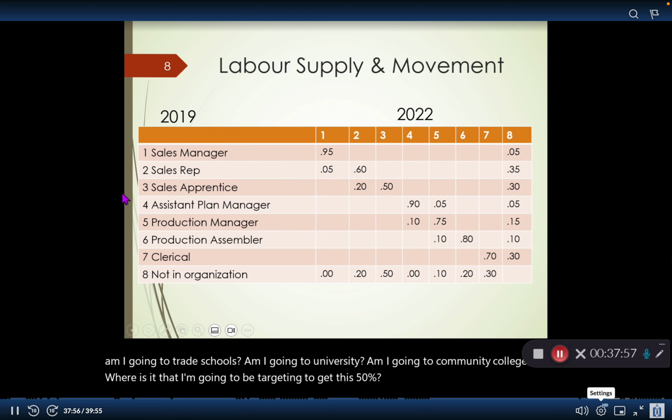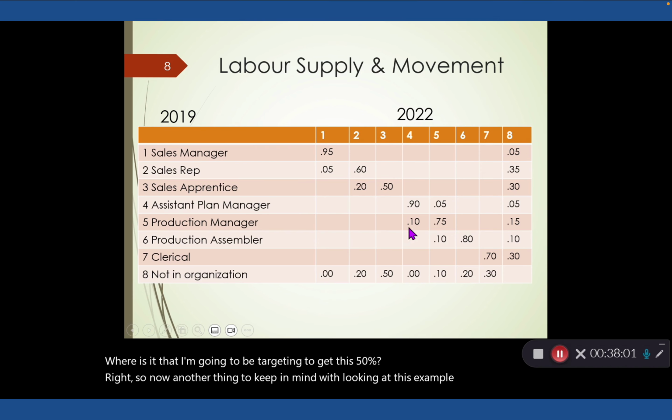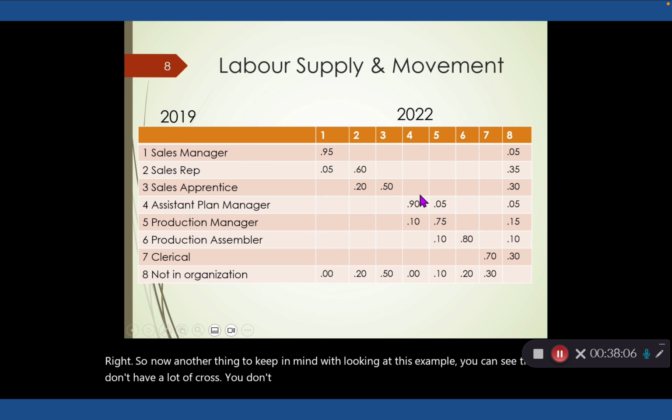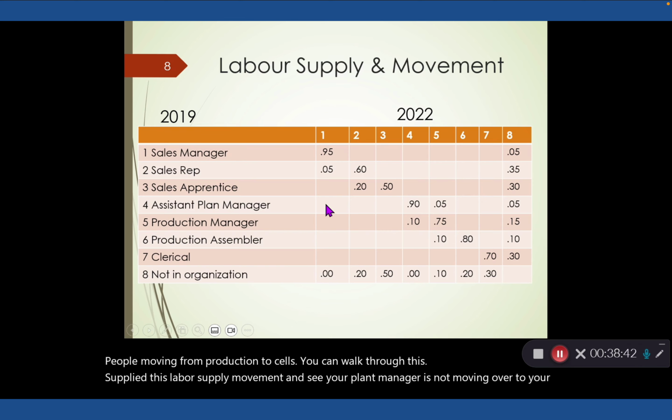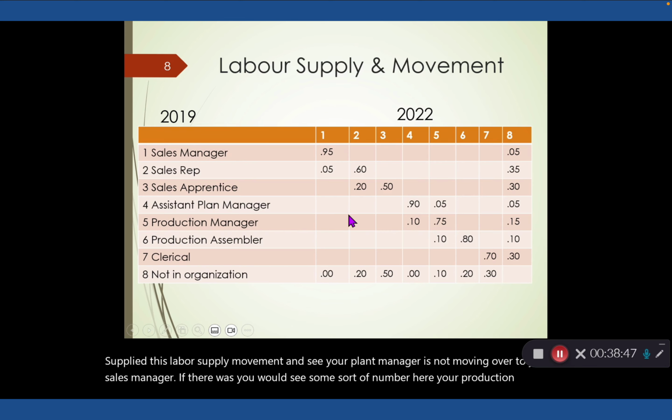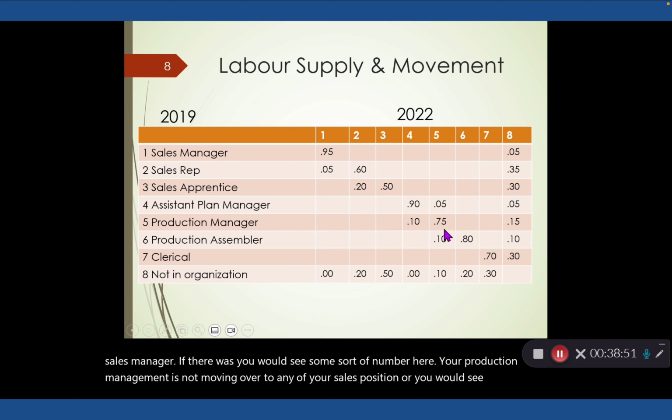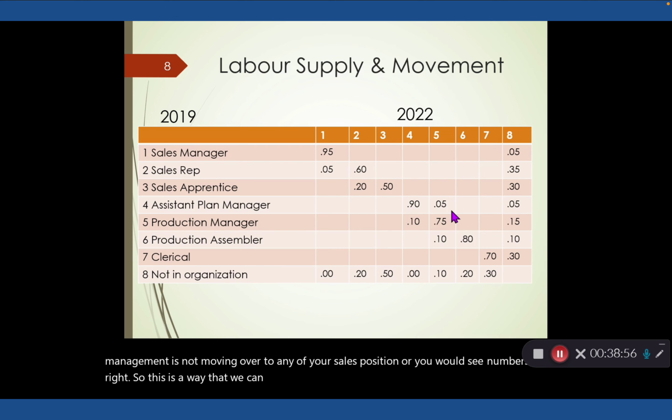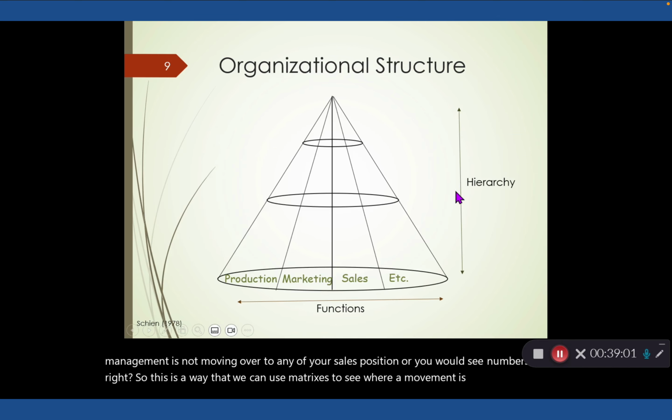Now another thing to keep in mind with looking at this example is that you don't have any cross pollination between the different job units, right? So 4, 5, and 6 are production job roles. Thinking about that organizational pyramid, 1, 2, and 3 are sales job roles, and you don't see any movement of people from production to sales. You can walk through this labor supply movement and see your plant manager is not moving over to your sales manager. If there was, you would see some sort of number here. Your production management is not moving over to any of your sales positions, or you would see numbers here, right? So this is a way that we can use matrices to see where movement is going.